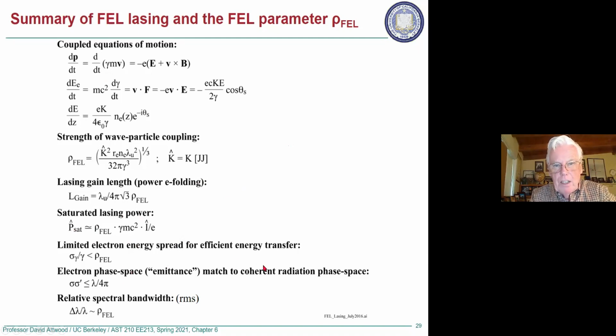Also, the electron phase space, in order to have coherent radiation, remember I told you I would write it as d dot theta equals lambda over 2 pi, or I would say 2 sigma sigma prime equals lambda over 2 pi, but this is the way the accelerator people will write it. Okay. Any questions or comments?